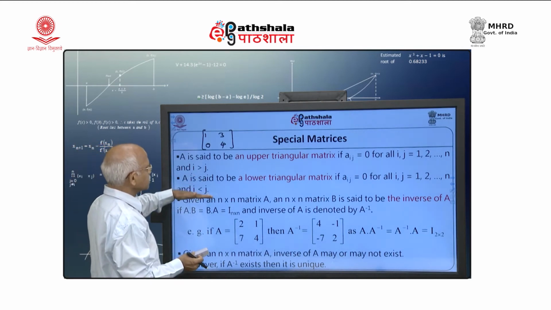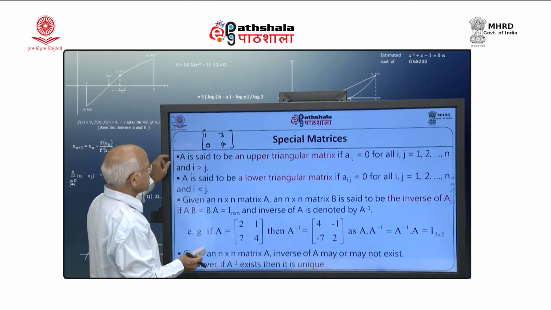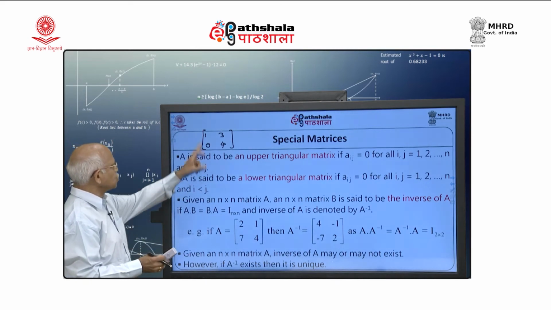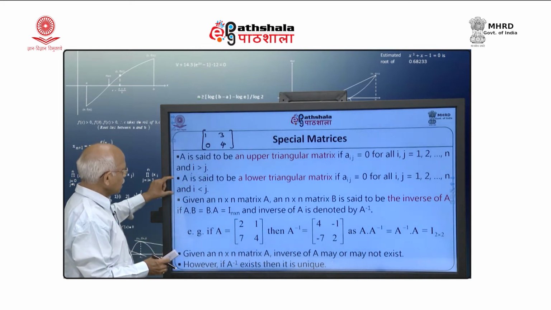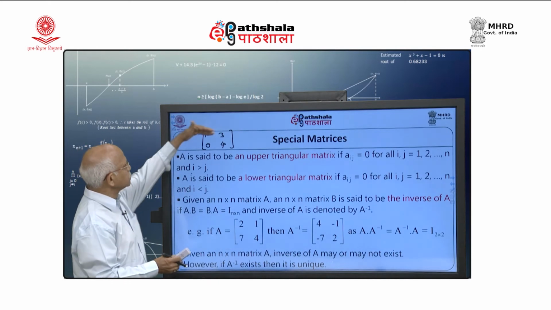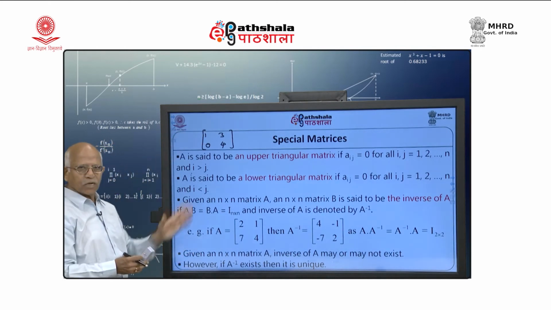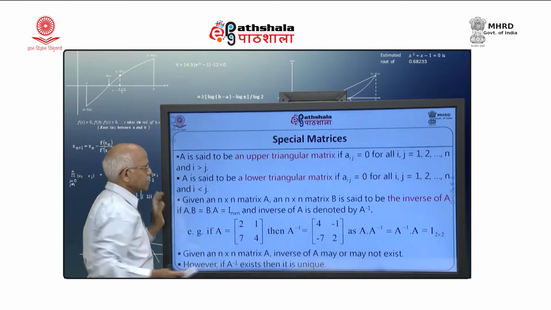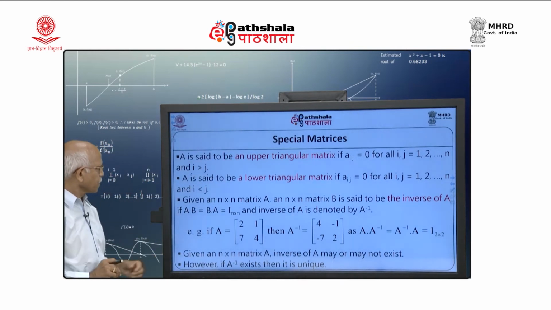One minute. So, A is said to be an upper triangular matrix if a i j is 0 for all i greater than j. So, this one is upper triangular, and if I want lower triangular, I will have this part as 0 and this part non-zero. So, I will be getting lower triangular and upper triangular matrices like this.